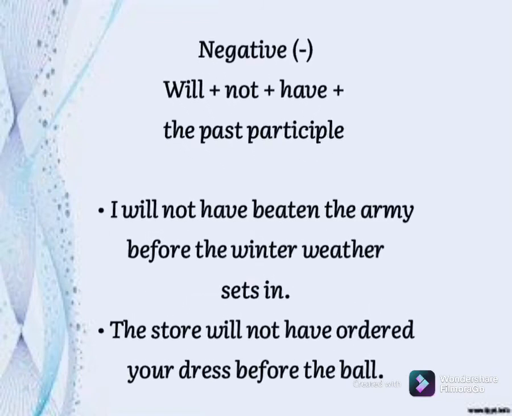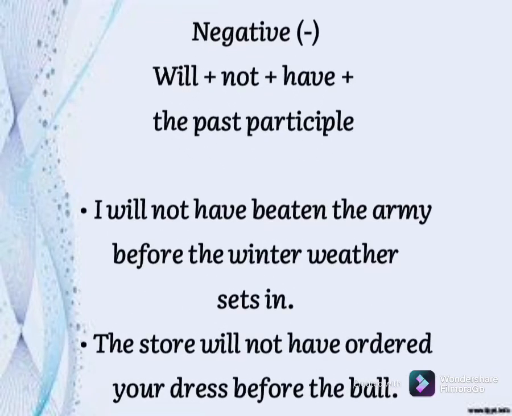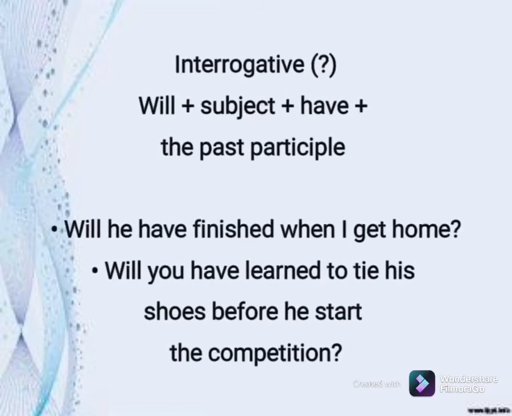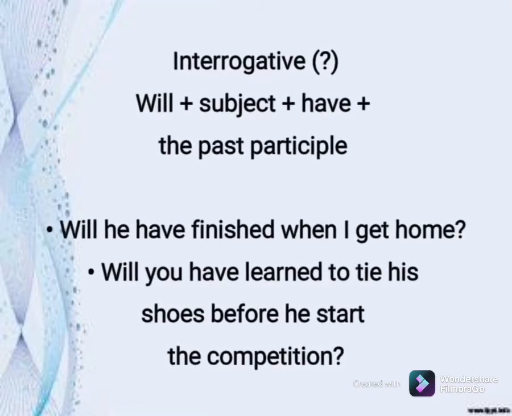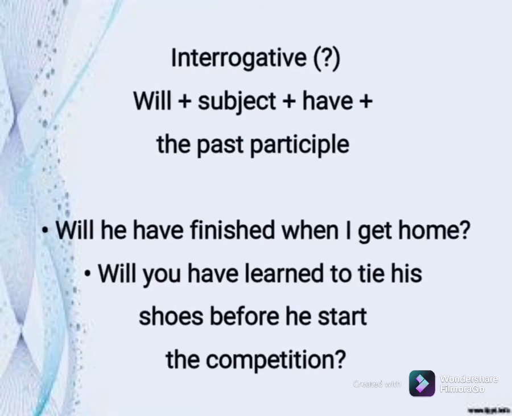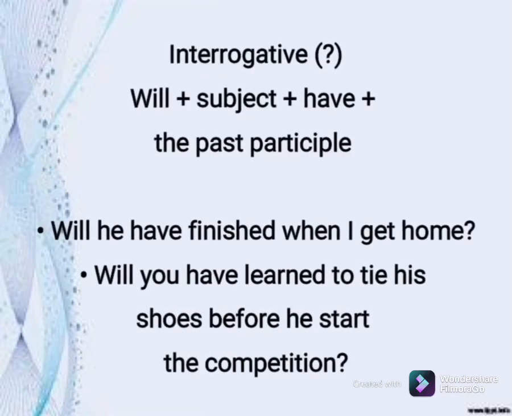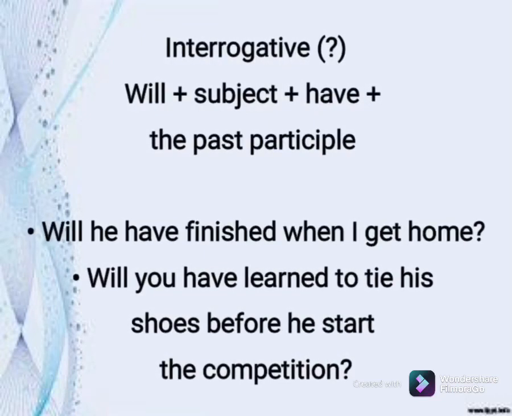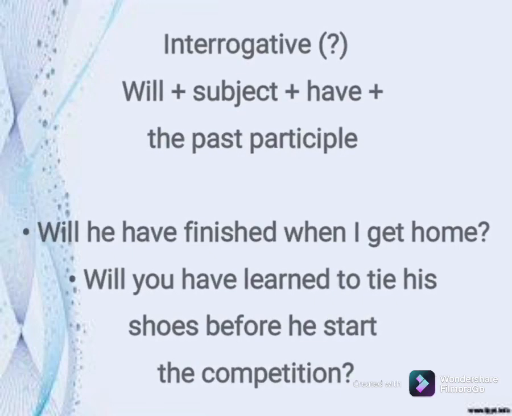Negative. The formula is will plus not plus have plus the past participle. I will not have beaten the army before the winter weather sets in. The store will not have ordered your dress before the ball. Interrogative, asking a question. The formula is will plus subject plus have plus the past participle. Will he have finished when I get home? Will you have learned to tie his shoes before he starts the competition?